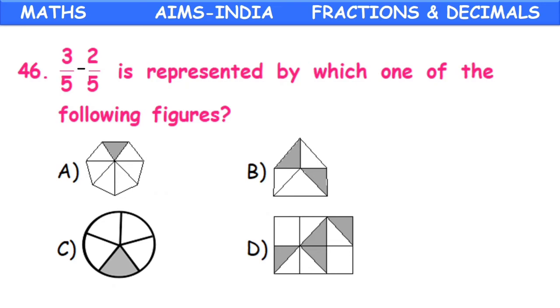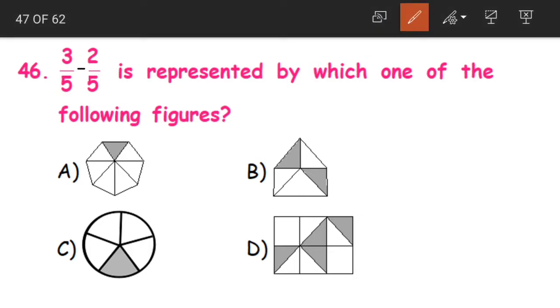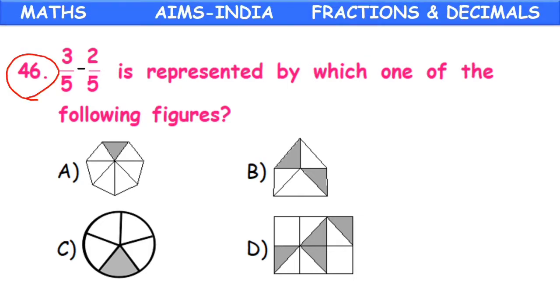So today's class is going to be our last class from the topic fractions and decimals, and starting with the first question for today, that is question number 46. 3 by 5 minus 2 by 5 is represented by which one of the following figures?